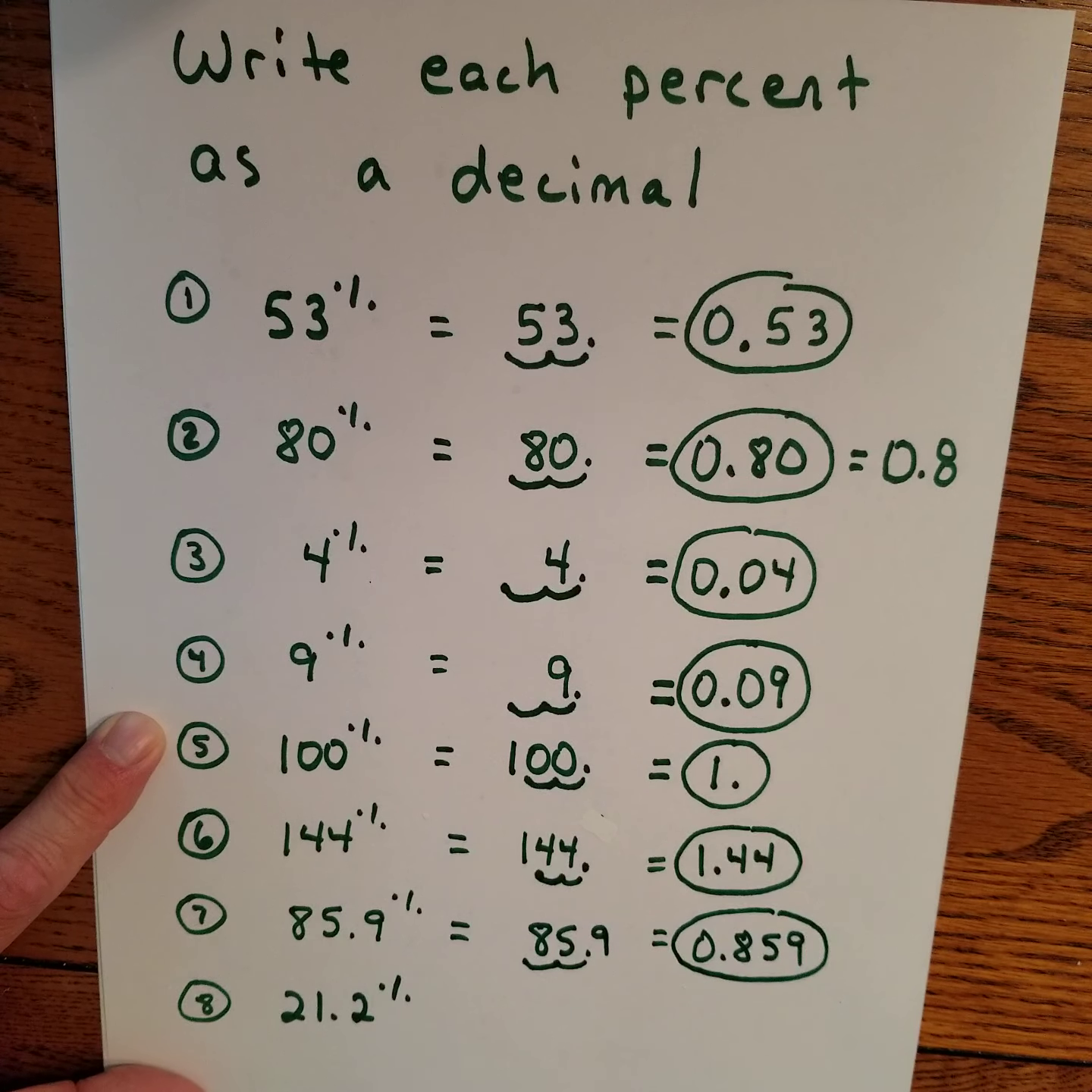This step is optional. 21.2%, move the decimal point twice, becomes 0.212.